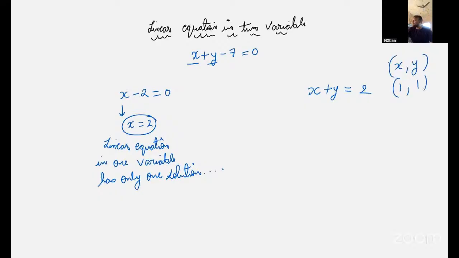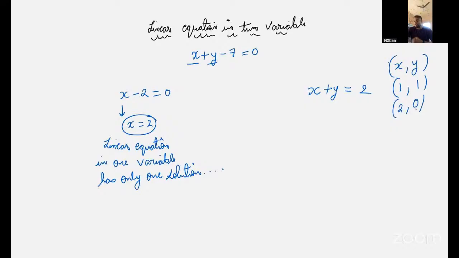Any other number, David, that you are thinking to take as a value of x and y? Quickly unmute your mic. I am thinking. Can I say? Yes? 2 and 0, 2 plus 0 equals 2. Means 2 comma 0. x can be 2 and y can be 0. Yeah, and we call it 2 comma 0.